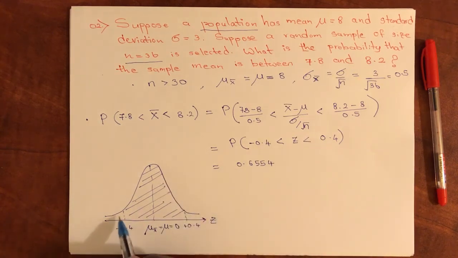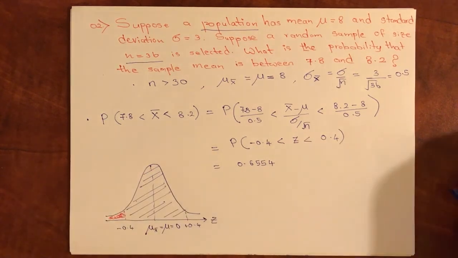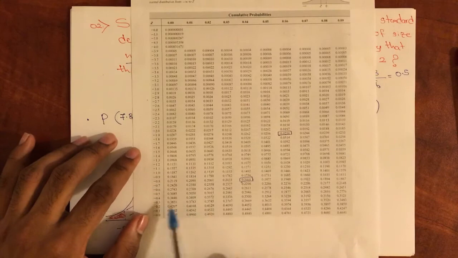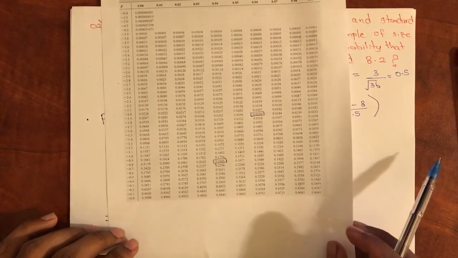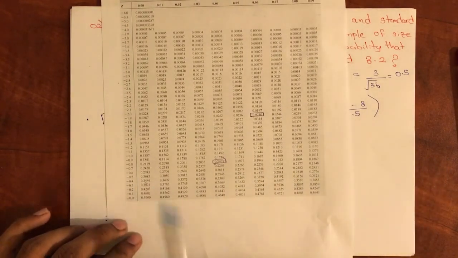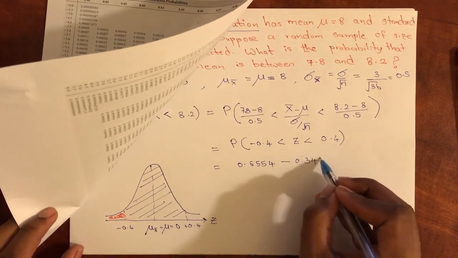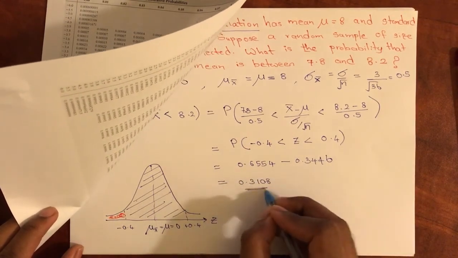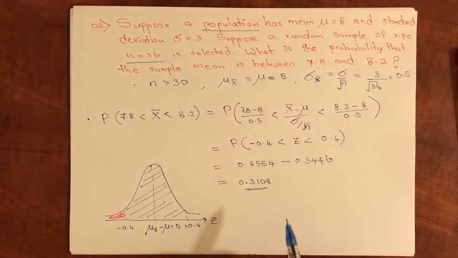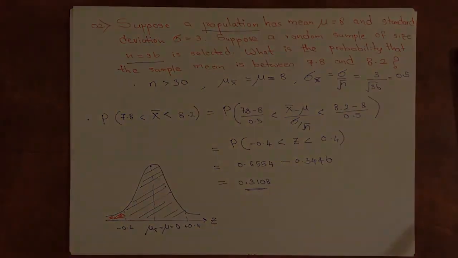But we don't need this particular area. We have to delete this particular area over here. So how do we figure out the area here? Well, it is negative 0.4. So go to the negative side. Negative 0.4 is 0.3446, right? Over here it is 0.3446. We have to deduct that 0.3446 from this value and we will end up with 0.3108. So the probability that X bar will lie in between these two values is 0.3108.